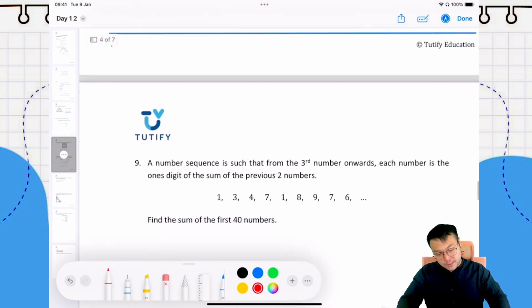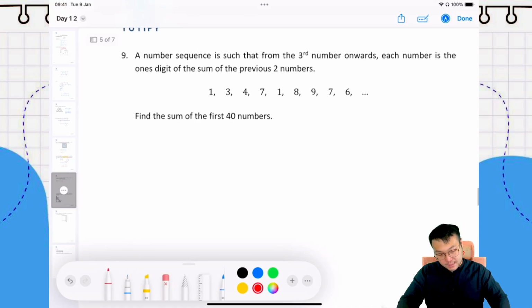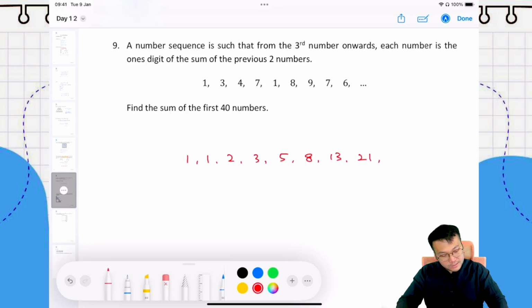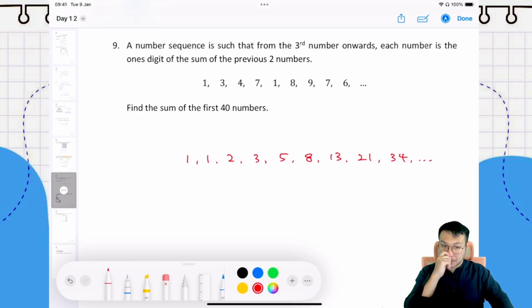Now let's try another one. Question 9. So here you have a number sequence, and from the third number onwards, each number is the ones digit of the sum of the previous 2 numbers. Okay, students, everybody look here. Do you recognize this or not? Students, can you tell me, type in the chat, what is this sequence called? Does anyone know the name of this number pattern? What is the name of this number pattern? Type in the chat, everyone.